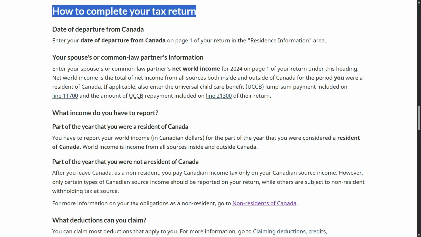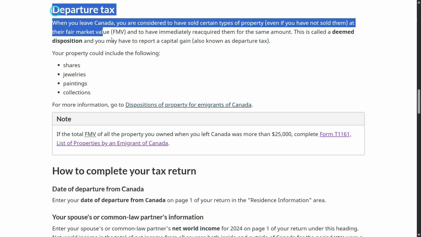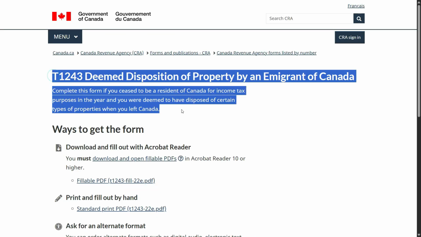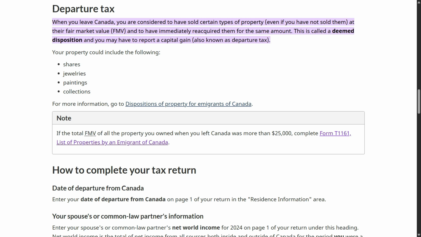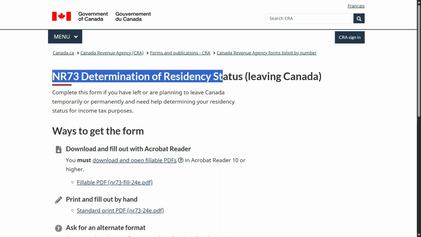Don't make the mistake of not informing CRA about your leaving. And then you file a departure tax return, which is the final tax filing, where you fill T1161 and T1243. Here you will mark your departure date on your tax return. If you have any stock, real estate, taxable income, you may owe departure tax, which is deemed disposition tax, and pay all taxes as you may have capital gains from stock, for example, sold at fair market value before leaving. And file this form NR73. This is optional and helps CRA in confirmation of non-residency.